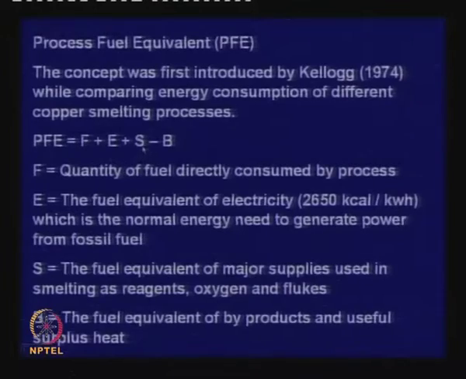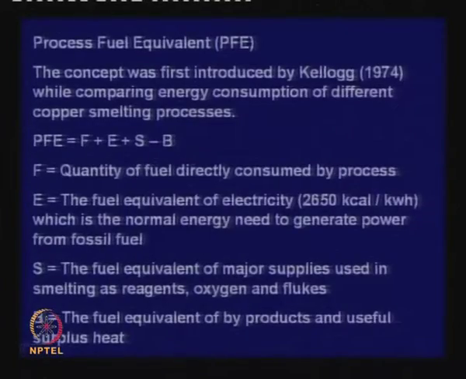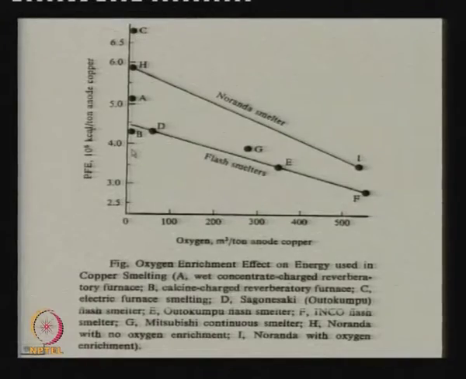There is also another parameter S, which is the fuel equivalent of major supplies. The input materials have also required some power, energy when they were produced. So, that has to be taken into account. From that, we take away the fuel equivalent of byproducts and useful surplus heat. Very often we tend to forget the S term, that after all the raw materials that we use also have required energy for their production. So, only using such a term can we look at the energy equivalent.